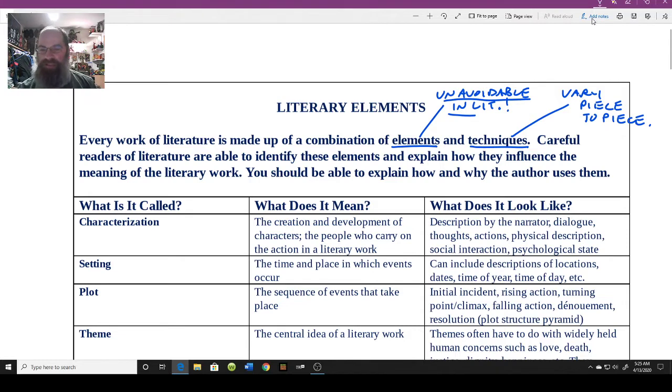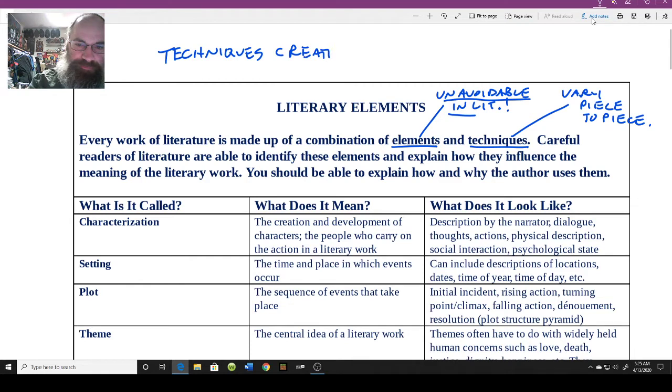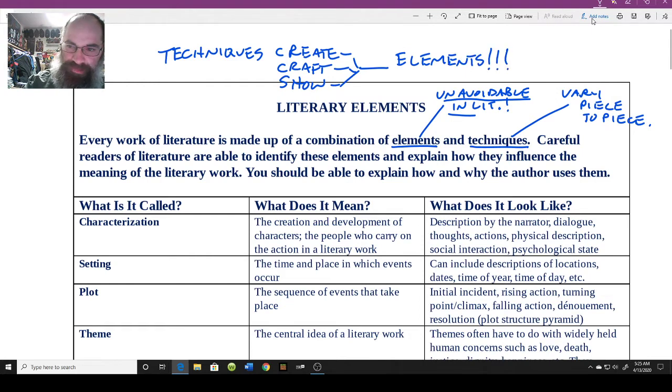So literary techniques are the things that writers do to create those elements. Techniques create or craft or show. There's your weak verb. They create, craft, or show elements. Hopefully that's clear as mud.